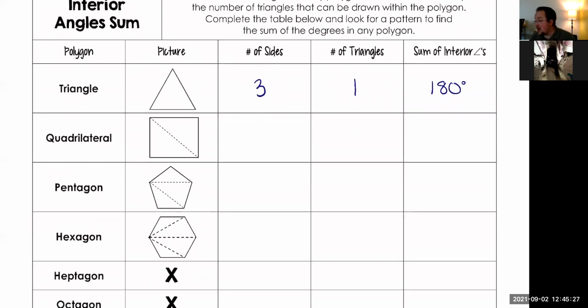So then we move on to the next one. Going from triangle to quadrilateral, how many sides does it have? 4. It has 4 sides. And it's kind of done some of the work for us. In that shape, how many triangles has it been divided into? 2 triangles. And if you were to add up all the angles of one triangle, which we know is 180, plus all the angles in the second triangle, which is another 180, how many degrees does that give us? 360.